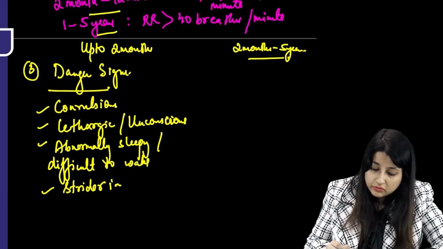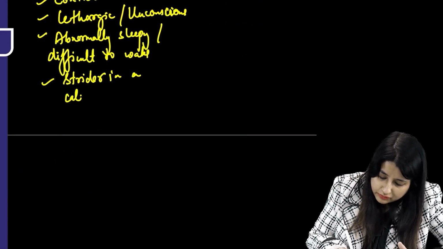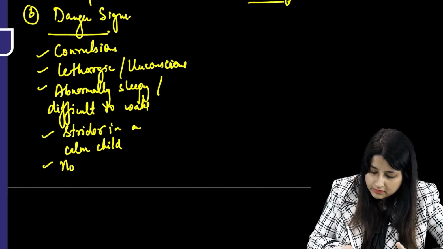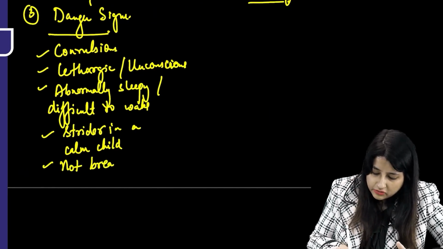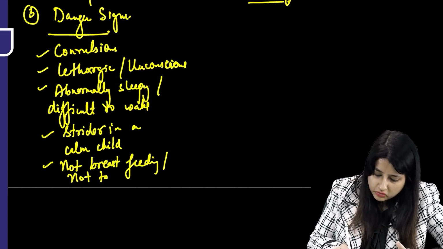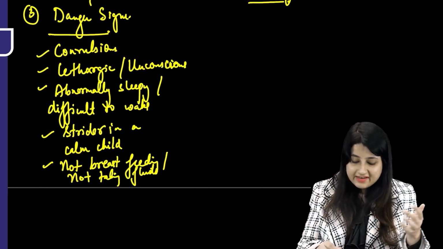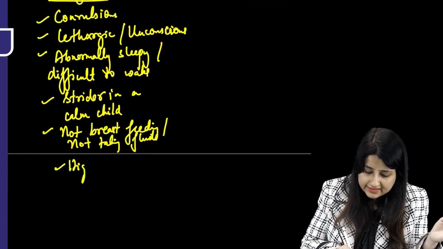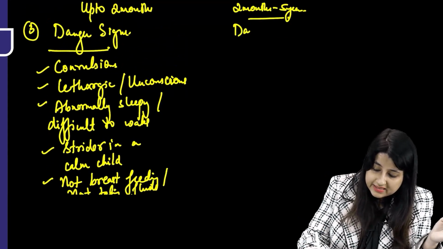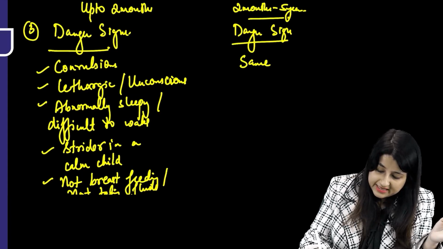calm child, like we had studied over here. Another important thing is not feeding, not breastfeeding, not taking fluids. Cyanosed baby, very high fever. All these things, if you see, then similarly these are the danger signs here also, the same danger signs.